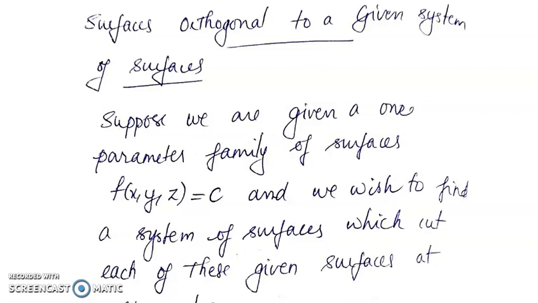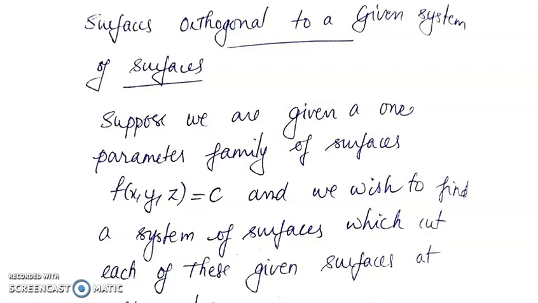Hello dear students. So we'll move on to the last topic of first module. So we'll be seeing surfaces orthogonal to a given system of surfaces. Suppose you are having a given system of surfaces. So you have something of the form f of x, y, z equal to c.